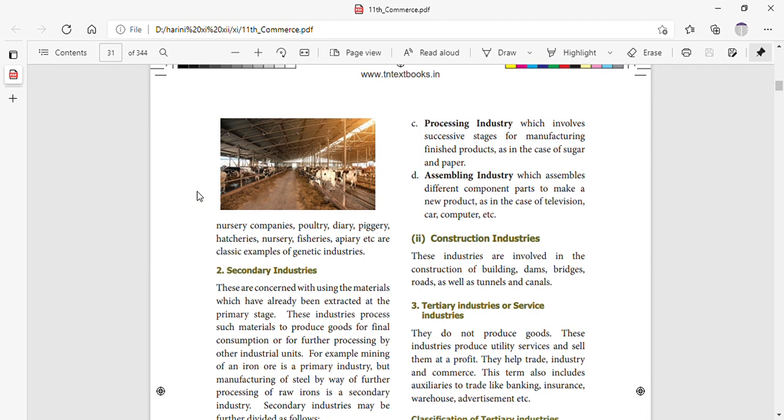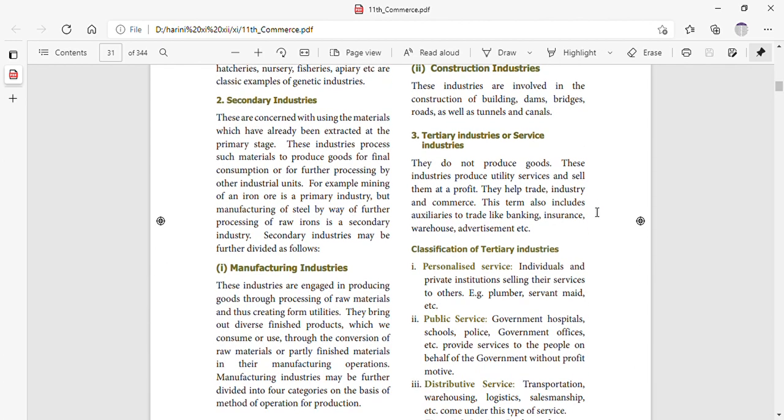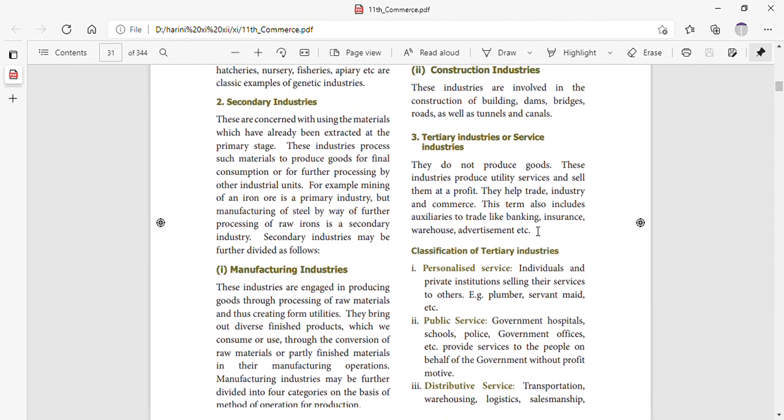So they are assembling. The tire comes from one place, the net from another place, and the engine from another place. So they are assembling all these things. Okay, the next is construction industries. Construction, you all know: construction of big buildings, dams, bridges, tunnels, canals. All these things come under construction industries.